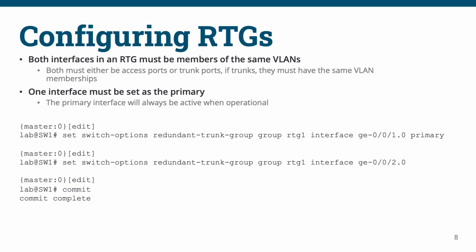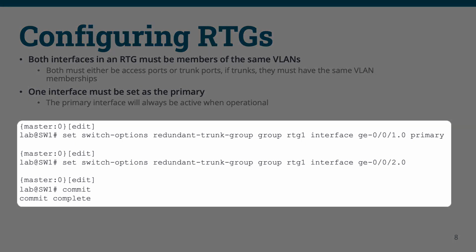In the configuration snippet below, we see that a redundant trunk group is configured in the switch options configuration hierarchy. Using the set switch options redundant trunk group and specifying a name of the group, then the member interface. One of the interfaces must be set as the primary interface. This uplink will always be active as the primary as long as it is operationally up, meaning it will preempt the backup. If the backup takes over due to a link failure, once the link failure is fixed, the primary will take back over as the active interface once again.